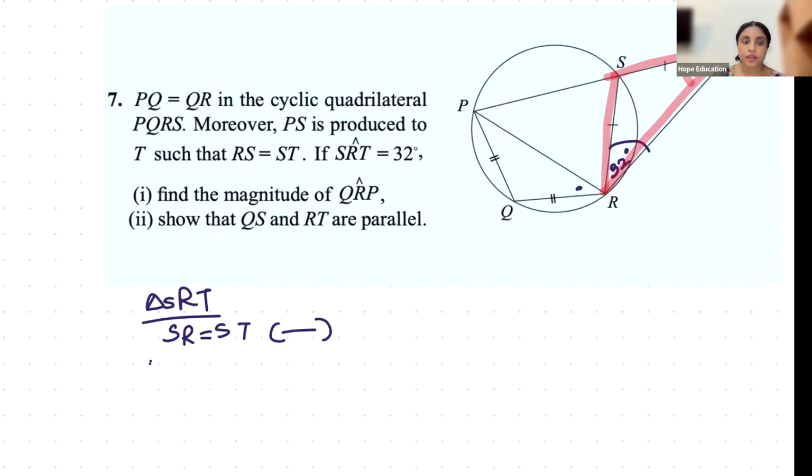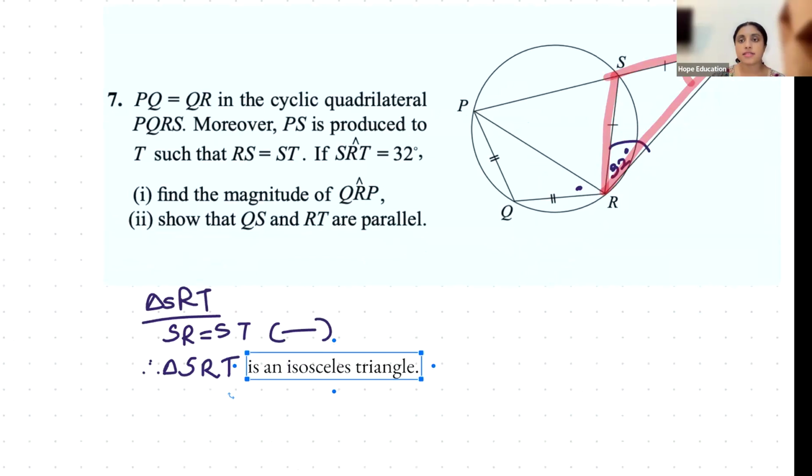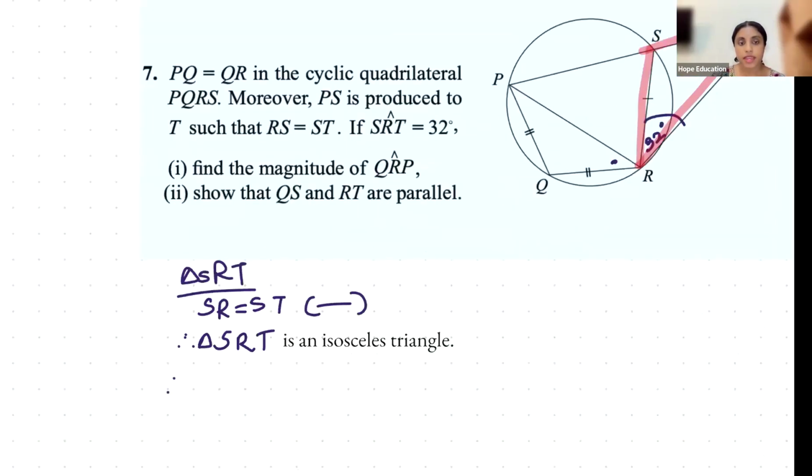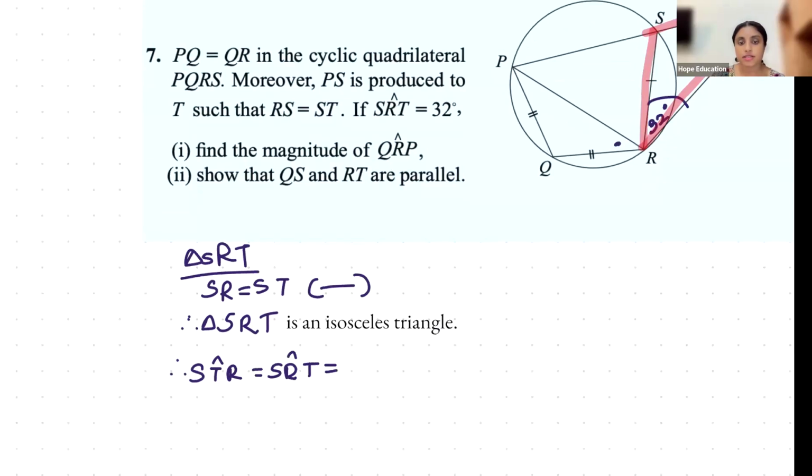Therefore, triangle SRT is an isosceles triangle. Isosceles triangle means the base angles are equal. So STR equals SRT, and they have given that this is 32 degrees. You can write the reason as base angles of an isosceles triangle. Okay, so that is cleared.